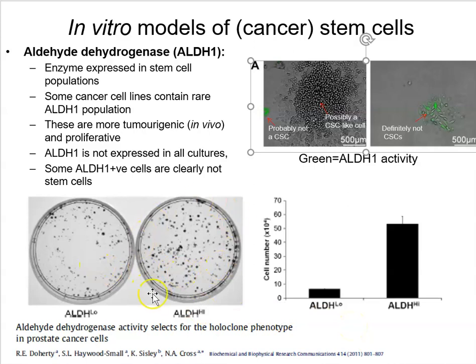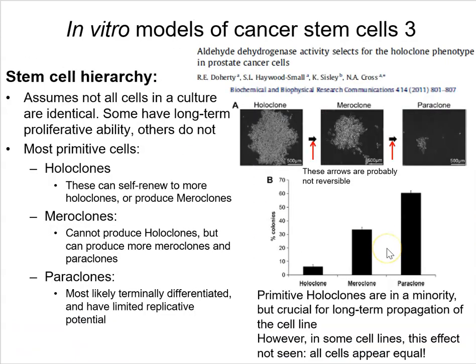Equally, if we take the ALDH high population, we get more big aggressive colonies when we plate them at clonal density in a cell culture well compared to the ALDH low population. So we think that the ALDH high population represents the stem cell population. Now, as part of that same study, we also identified that within cancer cells there is what we call a stem cell hierarchy. And this stem cell hierarchy is separated into holoclones, mericlones and paraclones.